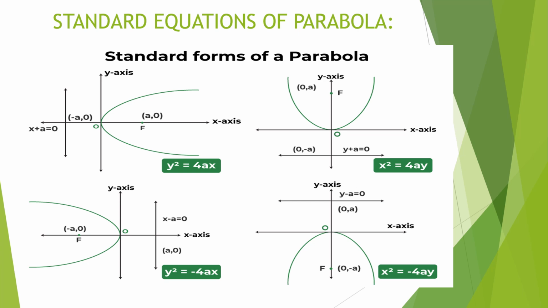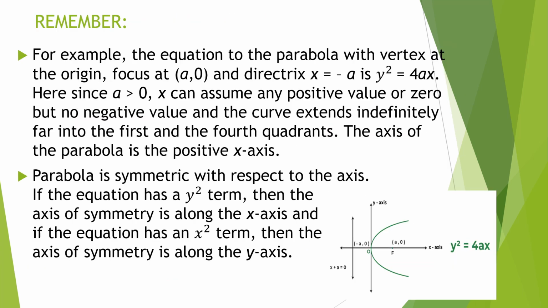Remember these 4 equations. Now some points to remember regarding the parabola. The equation to the parabola with vertex as the origin, focus at (a, 0) and directrix x is equal to minus a is y square is equal to 4ax, which we have just now seen. Now remember, a is greater than 0 always. X can assume any positive value or 0 but no negative value. And the curve extends indefinitely far into the first and fourth quadrants.